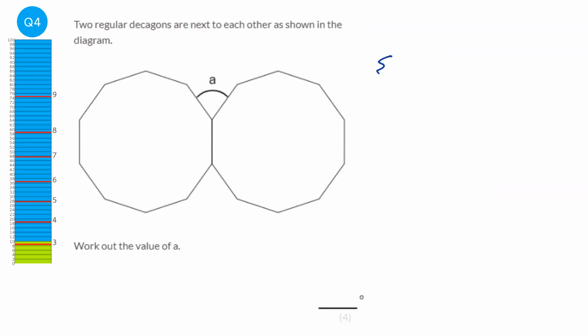To find the exterior angle of any polygon, we do 360 divided by the amount of sides. These are decagons, which means they have 10 sides. So the exterior angles will be 36 degrees.